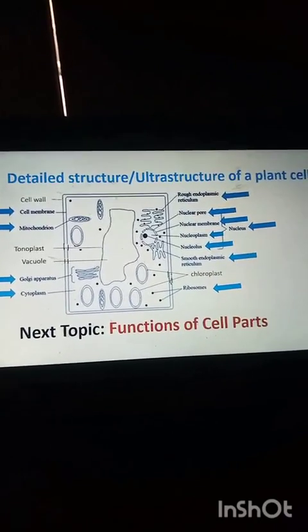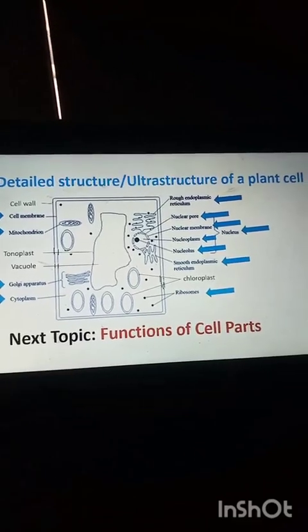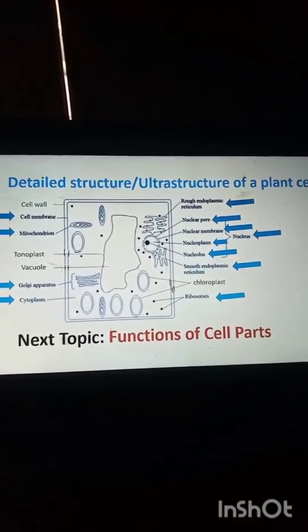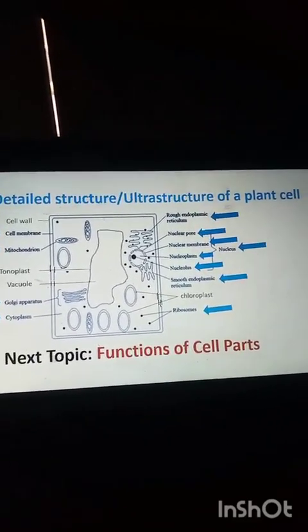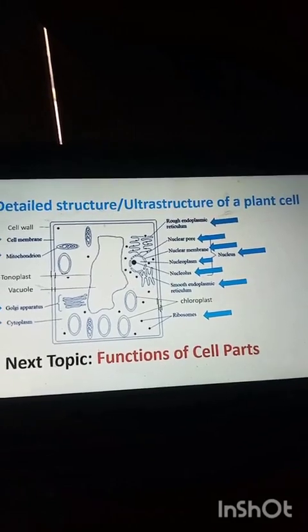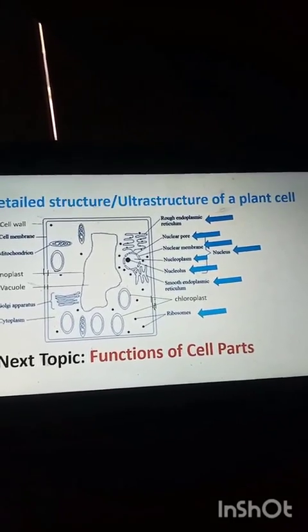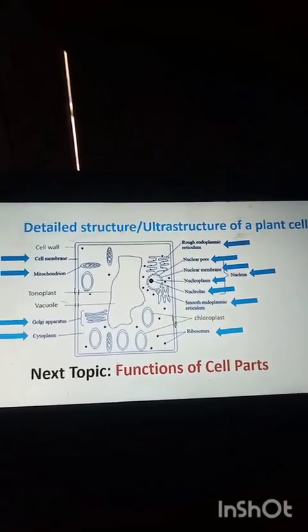The next topic that we are going to have is going to be looking at the functions of cell parts. Functions of the cell parts, meaning these parts that we have looked at today. We are going to have now a detailed lesson on what each part does and how it is important to the cell.